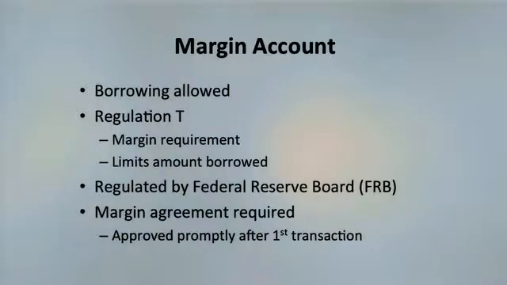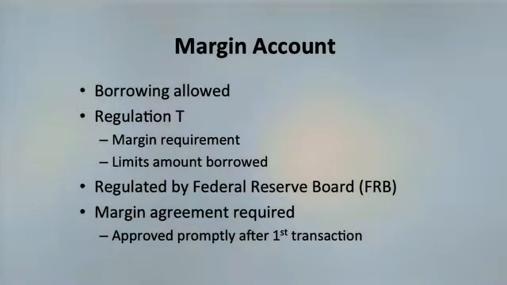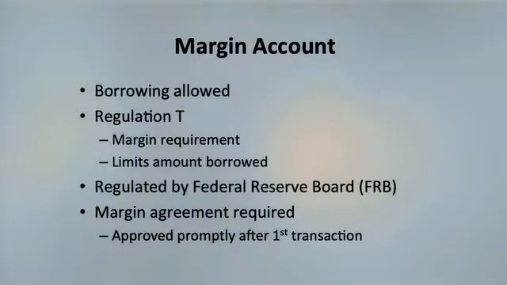Now, Reg T is regulated by the Federal Reserve Board. On the exam, you'll probably see this as the FRB. Now, Reg T was created by the Securities Exchange Act of 1934, but is regulated by the FRB. Margin agreement is required. A customer must sign a margin agreement. Now, they don't have to sign the new account agreement, but they must sign the margin agreement. The margin agreement consists of three parts: the loan consent agreement, the hypothecation agreement, and the loan agreement. The margin account must be approved promptly after the first transaction. Now, who would approve this? It would be the principal.